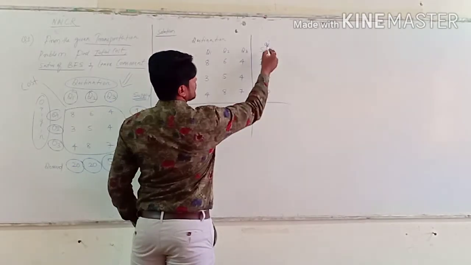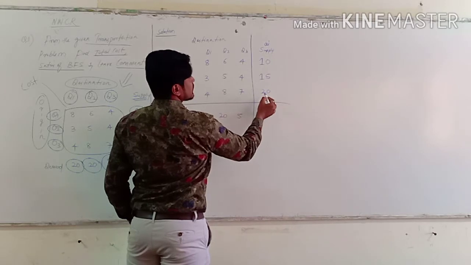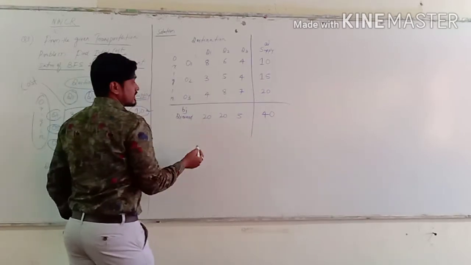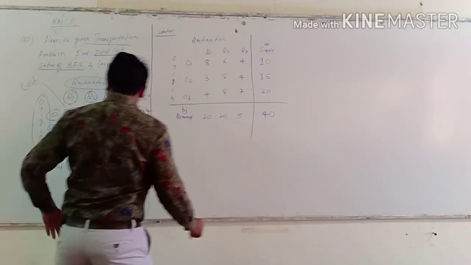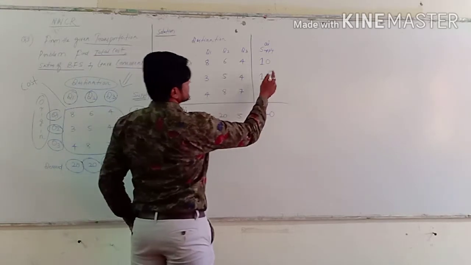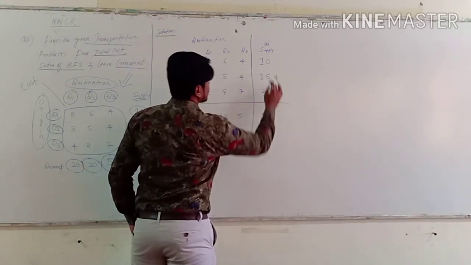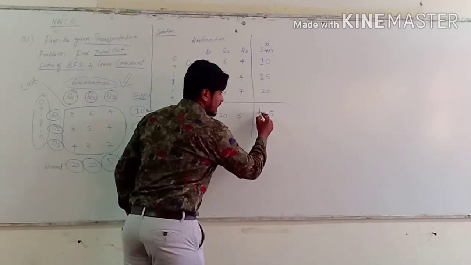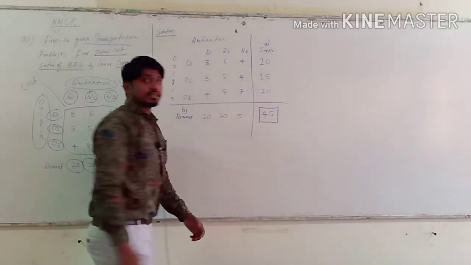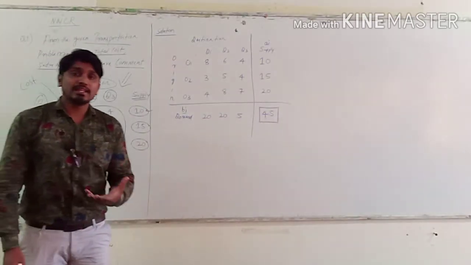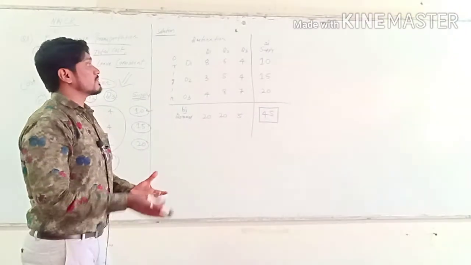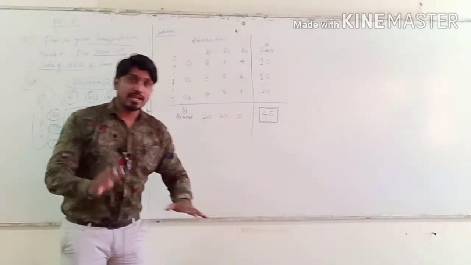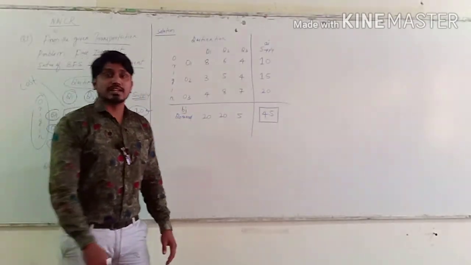What is the number here? On the AI side, 10 plus 15 plus 20 is 45. On the BJ side, 20 plus 20 plus 5 equals 45. This is called a balanced transportation problem. A balanced transportation problem is a transportation problem where the sum of AI equals the sum of BJ.